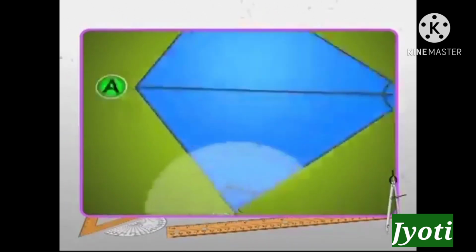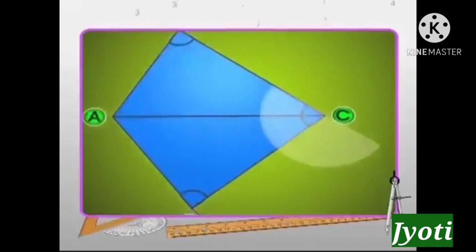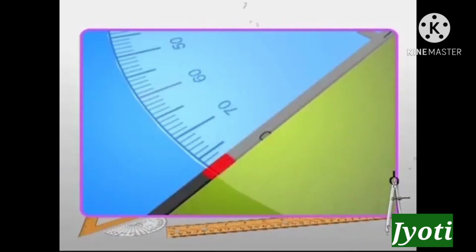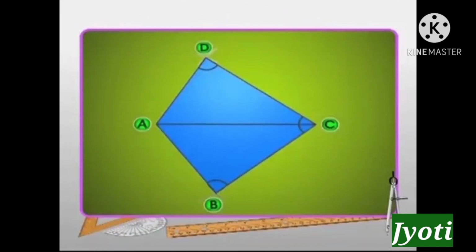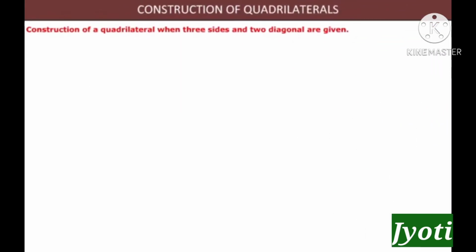The protractor reading shows angle B to be 86 degrees, angle C to be 78 degrees and angle D to be 81 degrees. Construction of a quadrilateral when 3 sides and 2 diagonals are given.